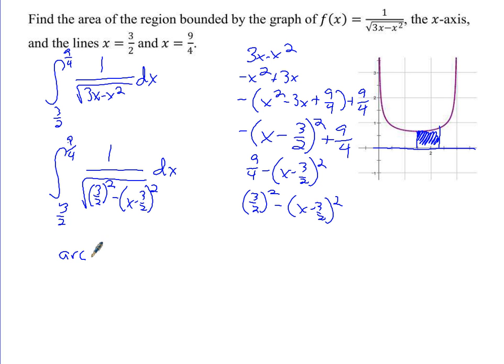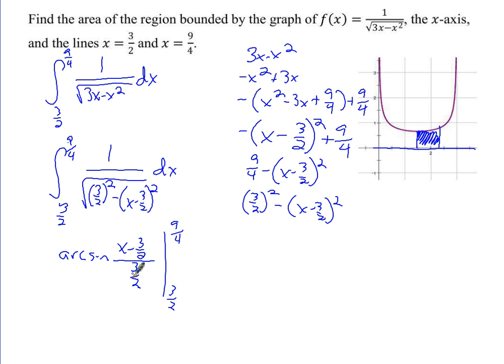Arc sine of x minus 3 halves, so u over a, 3 halves. We're going from 3 halves to 9/4. So this is a nasty looking little composite fraction right here. What if we can't use the calculator? Well, we got sine, so we're going to try and do sine. You can leave answers as exact values, and we're going to.